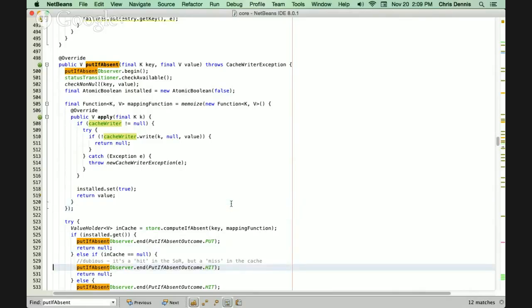Which will force the thing to remove the key. Except of course in this case you're only going to actually end up calling this function if the key wasn't there in the first place. So it effectively acts as a no-op.